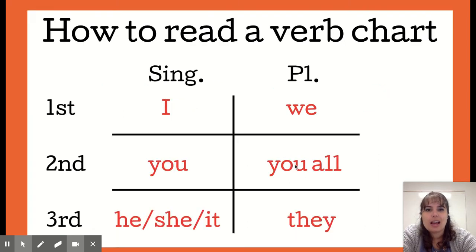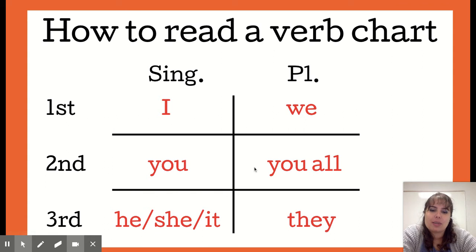All right. So on that note, we have our verb charts, right? This is how I've been writing out our verb charts. We have first person, second person, and third person, and then we've got singulars and plurals. Our first person singular is if I am doing something. The plural of I is we, obviously.